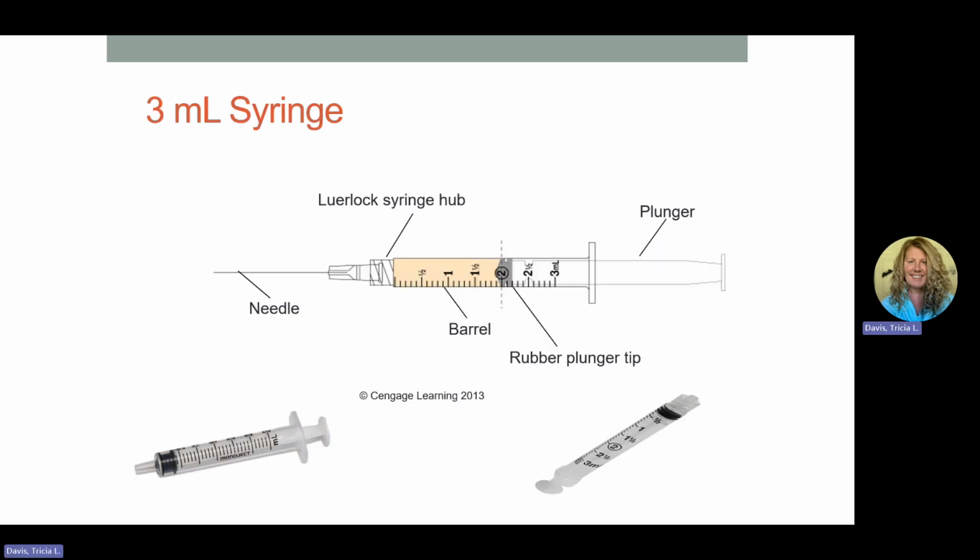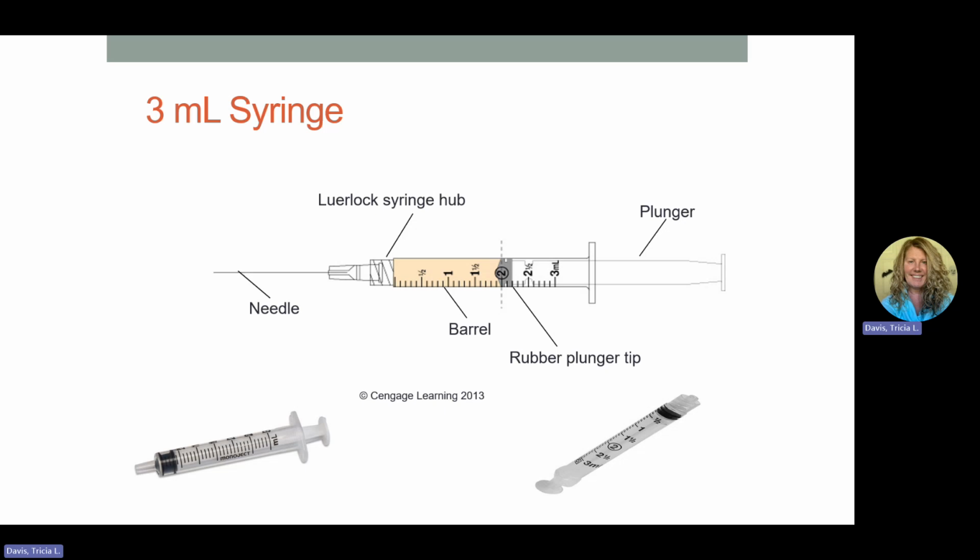So this is an example of what we would call a 3 ml syringe. Just looking at a couple key pieces of this syringe, you can see that they're labeled there. At the very end there is the actual needle. The needle is attached to something called a Luer-lock syringe hub, and that Luer-lock syringe hub will connect to an IV catheter so that you can administer IV medications.